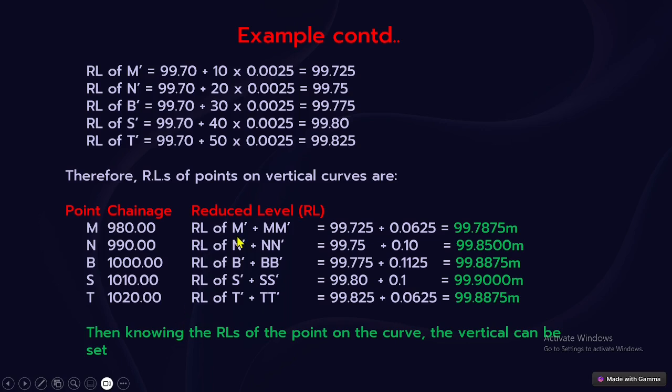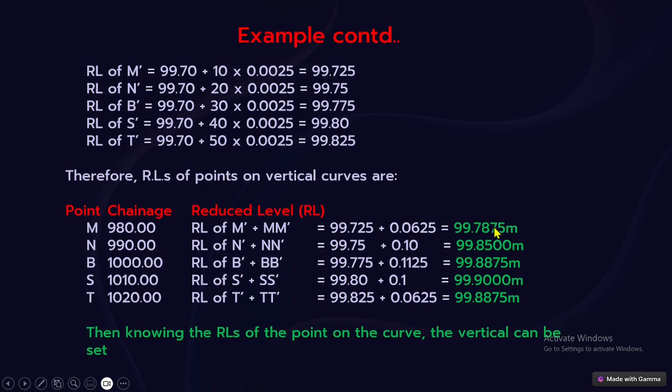Similarly we have to find out the offsets also. The RL of M dash, N dash, B dash, S dash, T dash we know, plus MM dash is already calculated: M dash 0.0625, N dash 0.1, B dash 0.1125, SS dash the same thing 0.1, and TT dash 0.0625. So adding with the RL of M dash, 99.725 plus this, 99.75 plus this, 99.775 plus this, 99.8 plus this, and 99.825 plus this, we get the RL of the points which are on the curve.